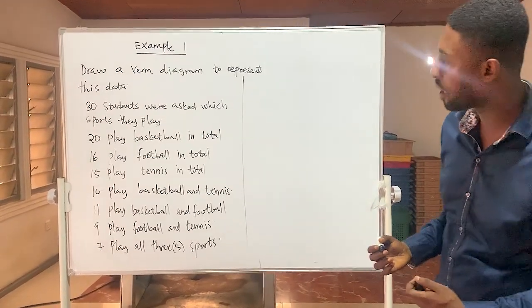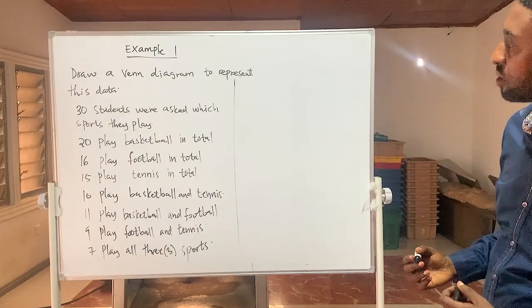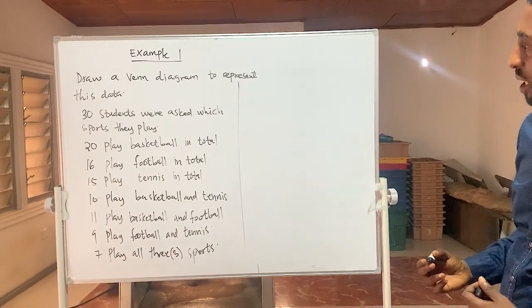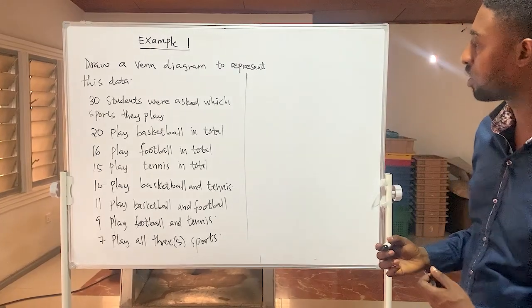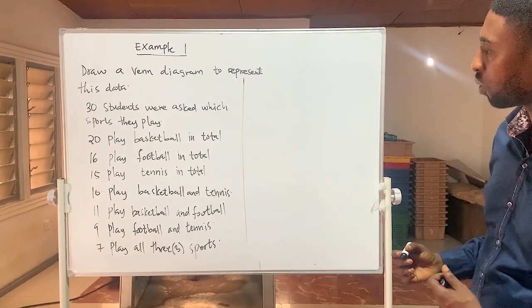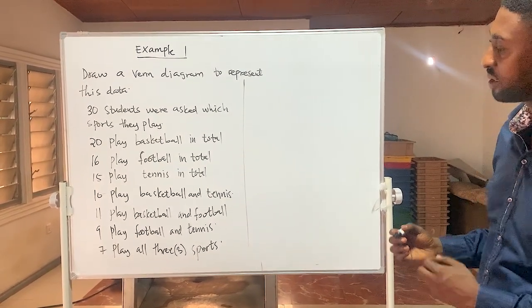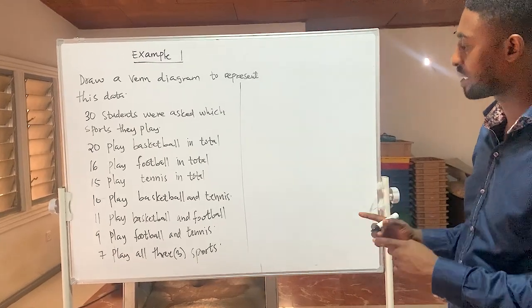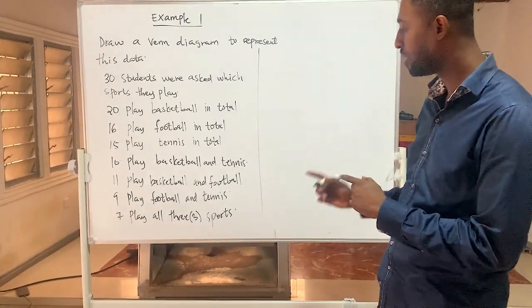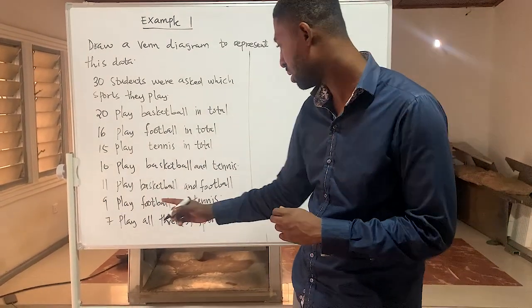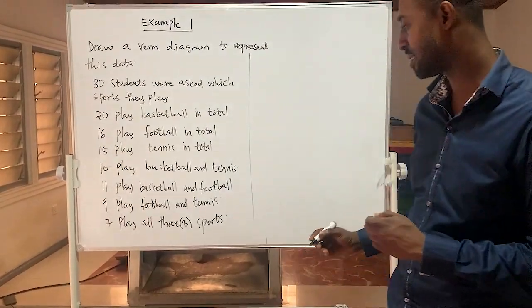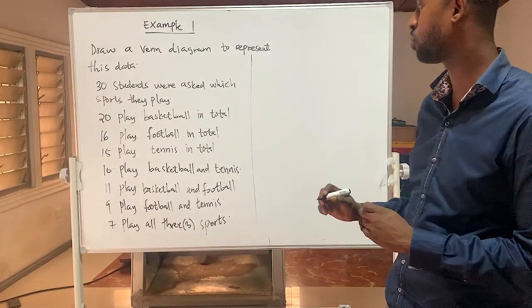And in the data, we have 30 students who were asked which sports they play. 20 play basketball in total, 16 play football, 15 play tennis, 10 play basketball and tennis, 11 play basketball and football. Then 9 play football and tennis, 7 play all the 3 sports.